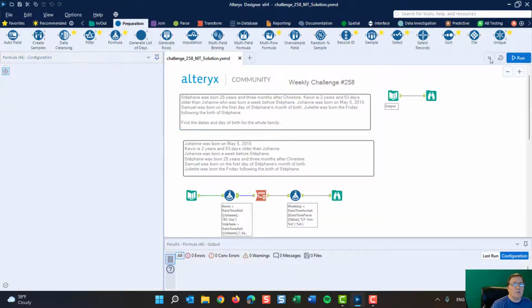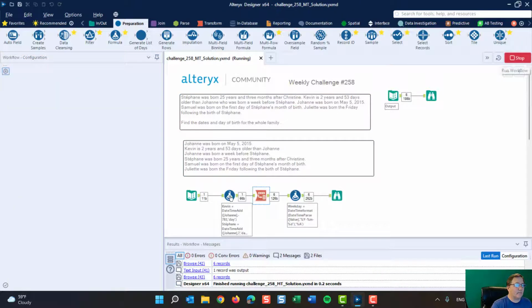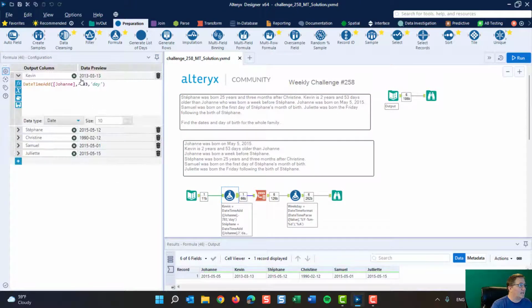And so when we do a quick run on this, we can see that we've got 2013, 03, 13. Now, that is the standard Alteryx date format, which goes from largest to smallest, starting out with years, then months, then days. And if you had time, it would go hours, minutes, and seconds. Alrighty, we've got Kevin figured out.